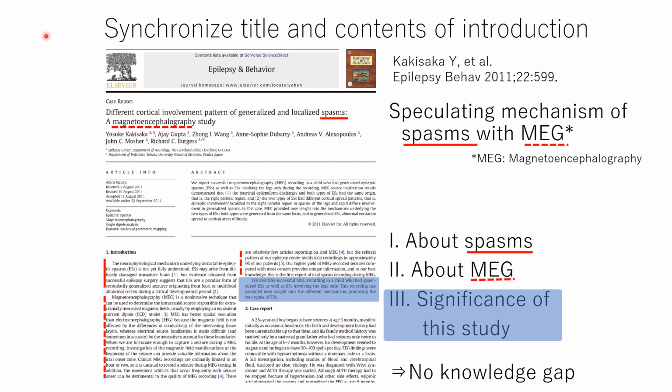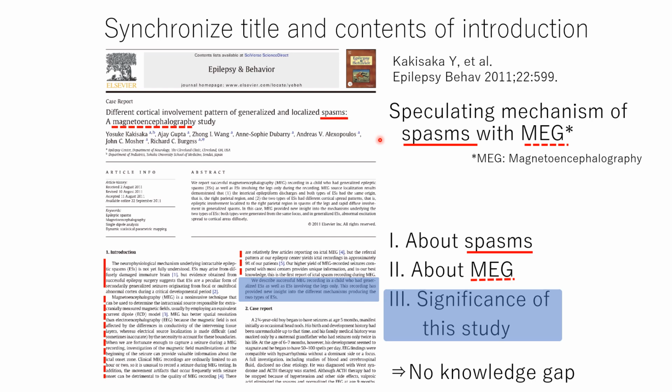This is the top page of a case report I published in the past. This paper speculates on a mechanism of spasms, a form of seizure, with MEG, magnetoencephalography. Spasms are underlined with a solid line and MEG with a broken line. Now we can see two components in the title.